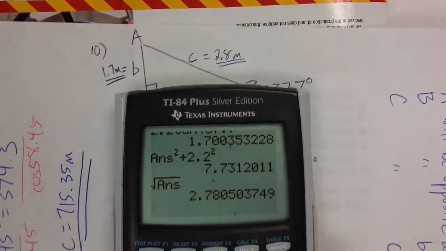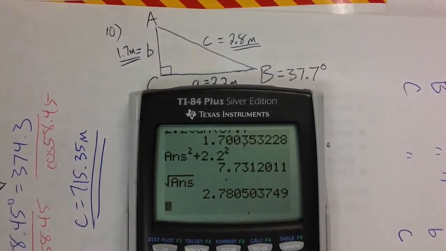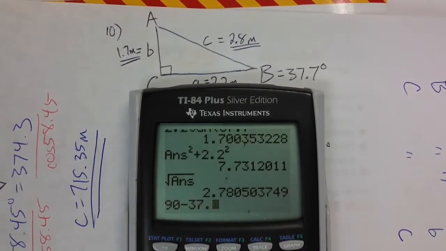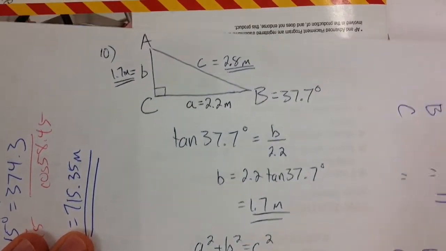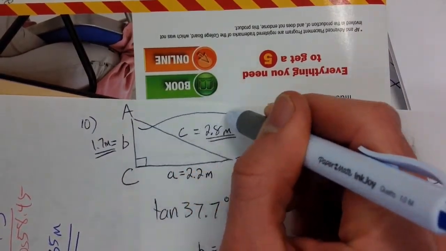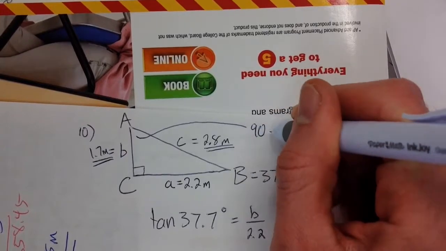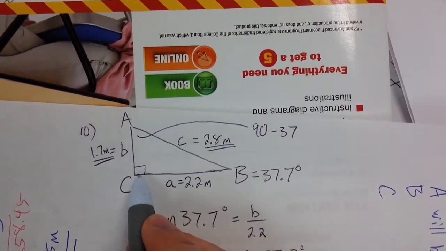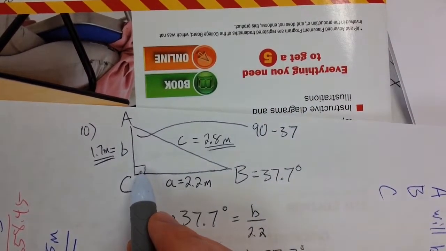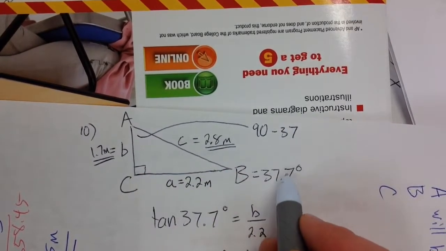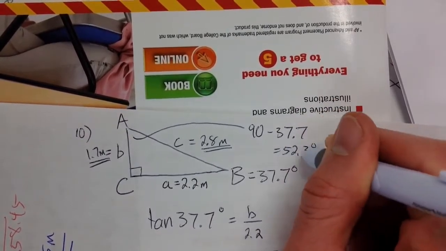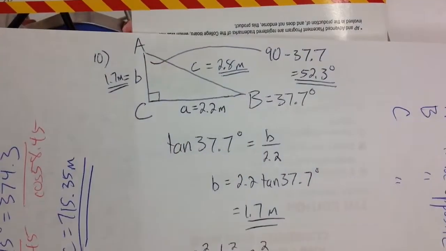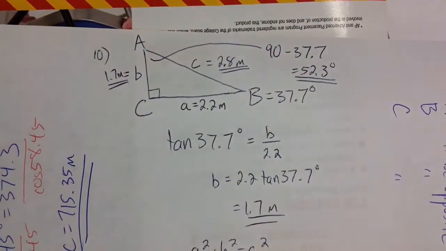No need. Okay, so it's just the complement of 37.7. So 90 minus 37.7. 52.3. And it's the complement because this is 90 degrees. So when you do 180 minus 90, you get 90. So then you just do 90 minus this angle. Triangle solved. We own this triangle.